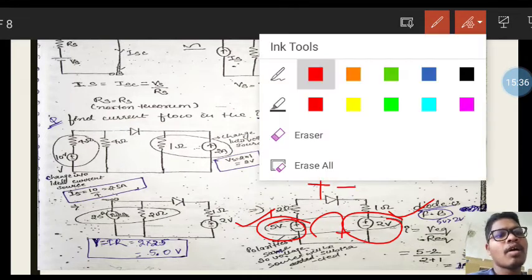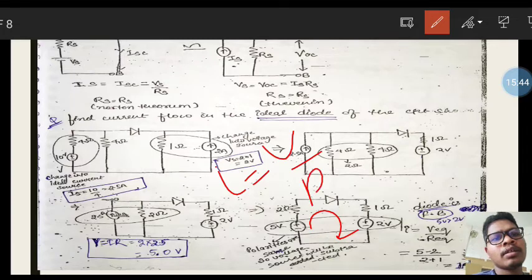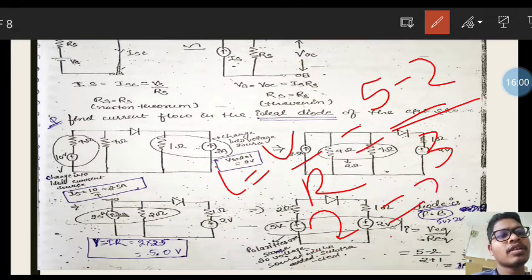Okay, so now put the KVL equation, or you can also apply the formula I is equal to V by R. So here this is the 5 volt and this is the minus 2 volt, because the polarities are in opposite directions, divided by the total resistance, that is 2 ohm plus 1 ohm, that is 3. 5 minus 2 is 3, divided by 3, so 3 by 3 is equal to what? 1 ampere. I is equal to 1 ampere.